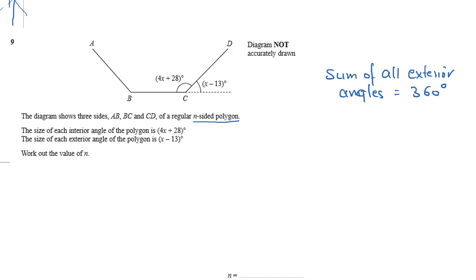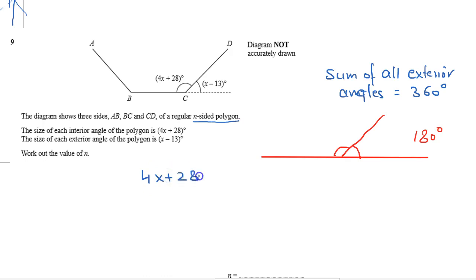Now the one concept which we know here is that this is a straight line, 180 degrees. The sum of these two angles is equal to 180 degrees. We know it very well. So now the sum of this and this: 4x plus 28 plus x minus 13 is equal to 180 degrees.